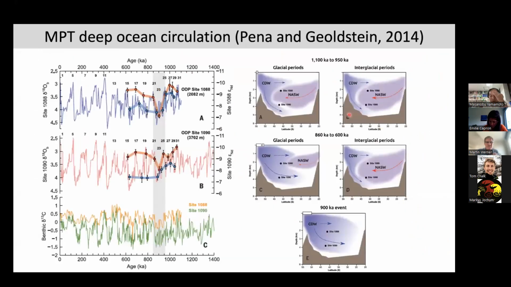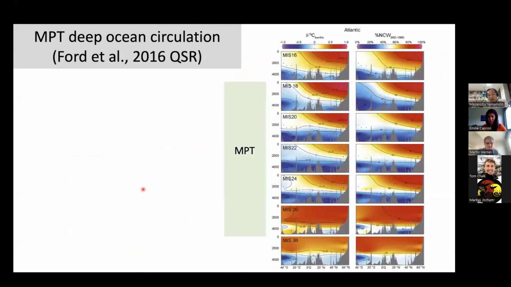So paleoceanographic studies indicated that the deep ocean circulation substantially changed across the MPT, and also there are other studies. And I think the deep ocean circulation should be involved in the process of the MPT.